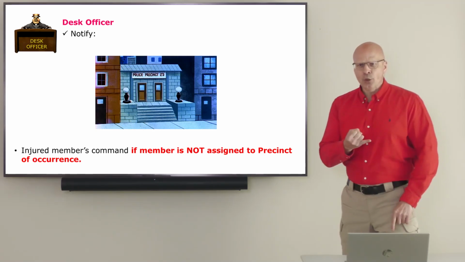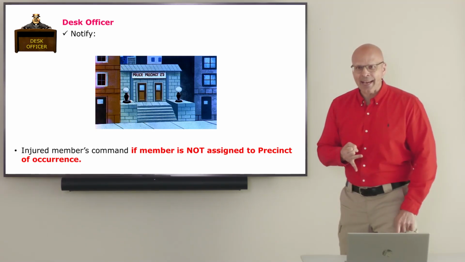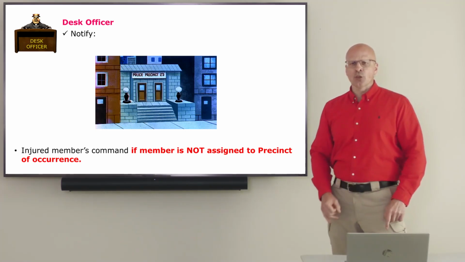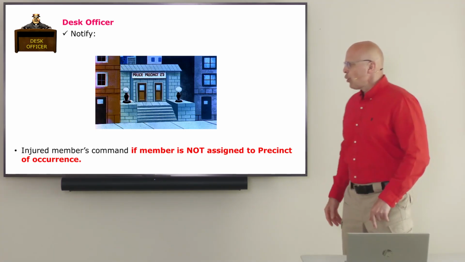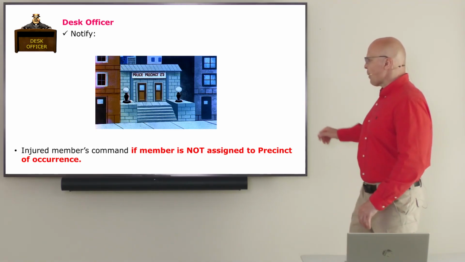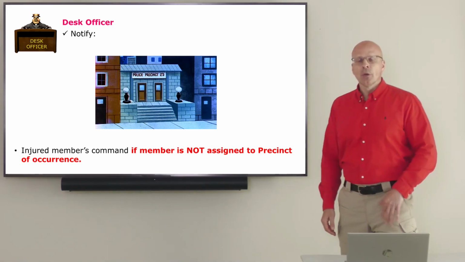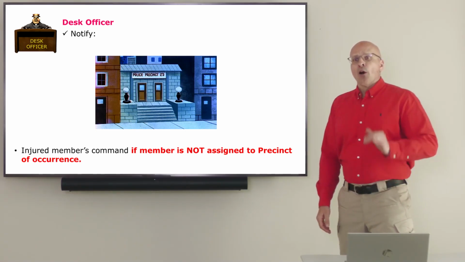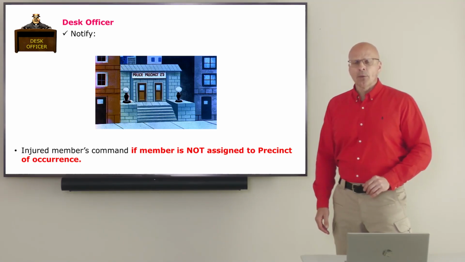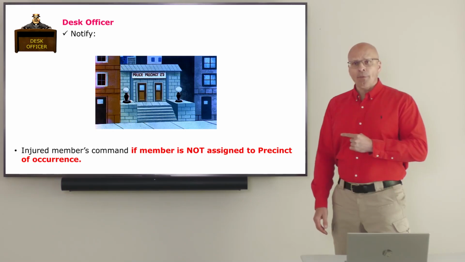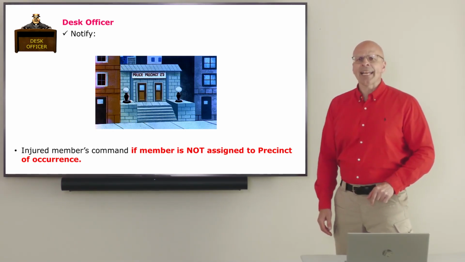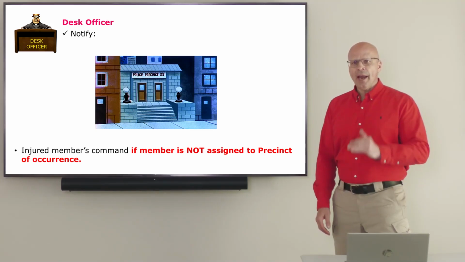So when you're making these notifications, two things you have to know. One, who gets notified, and two, when they get notified. Who and when. You need to know who and when gets notified. So first, you have to notify the injured member's command. That's who and when, if the member is not assigned to the precinct of occurrence. The detective from the 81st Precinct Detective Squad gets injured in the 81st Precinct. Well, the desk officer is going to have to tell that member's command, the detective squad, that he has been injured. Who and when.